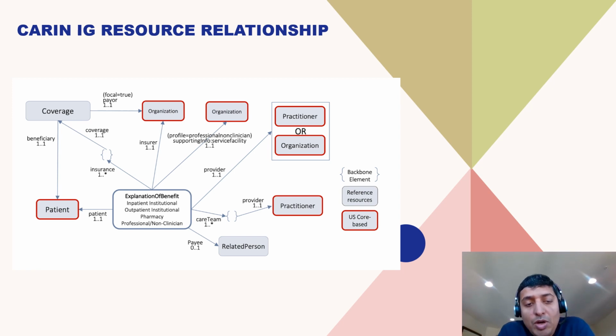Now, when we talk about CARIN IG, it's important to understand various resources and their relationships. The key resources are patient, coverage, organization, practitioner, and various types of claims, and there is a relationship between CARIN IG and the US Core resources to make the end-to-end medical and clinical data information access available.